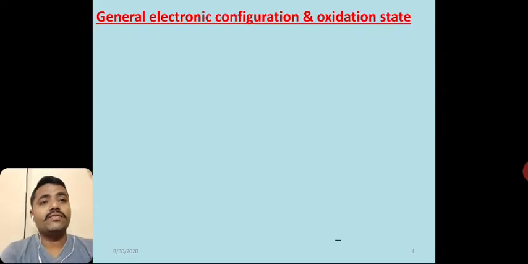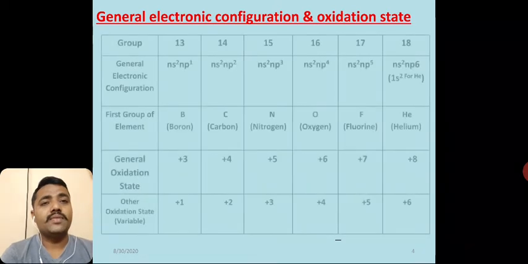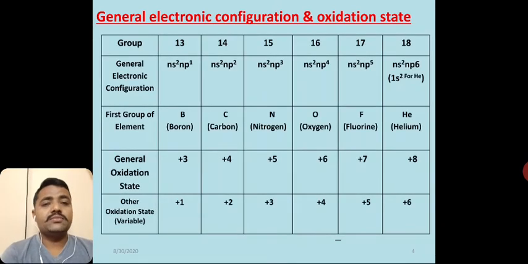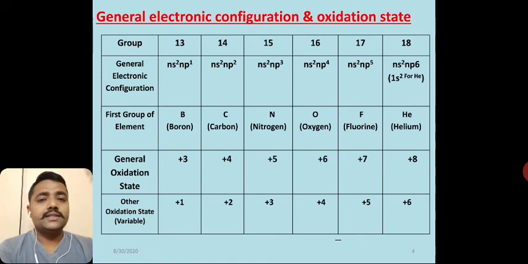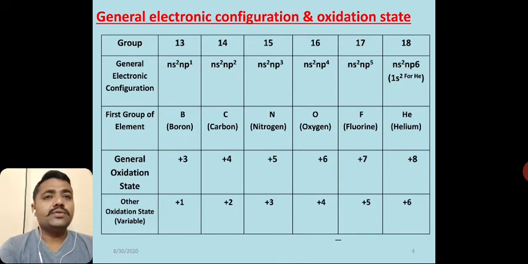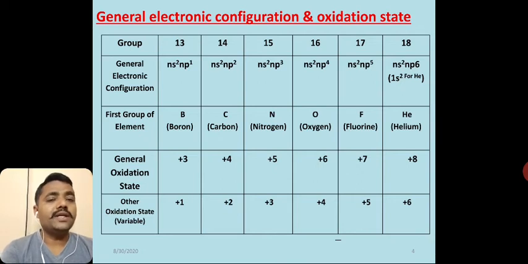General electronic configuration and oxidation state. As for general electronic configuration, you take it group-wise. What is a group? A group means vertical lines and a period means horizontal lines. As you know, in the p block elements the groups start from the 13th group to the 18th group. And these are the boron family, carbon family, nitrogen family, chalcogen family, and halogen family. The last one is the noble gas element, also noted as an inert gas element.